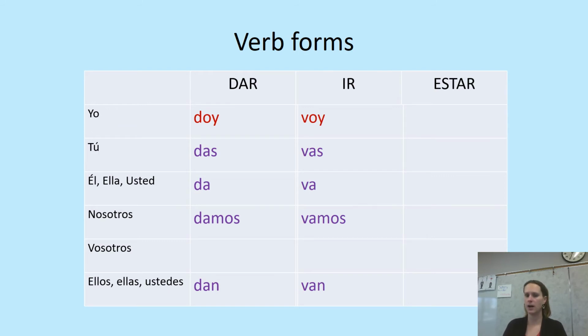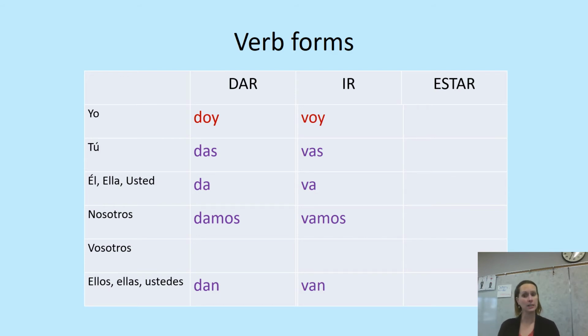Vas, va, vamos, and van, they don't look like voy, but they do have the correct endings to match up with the subject from what we learned in the previous lesson. So voy is very irregular, and then the rest of them still follow the pattern.